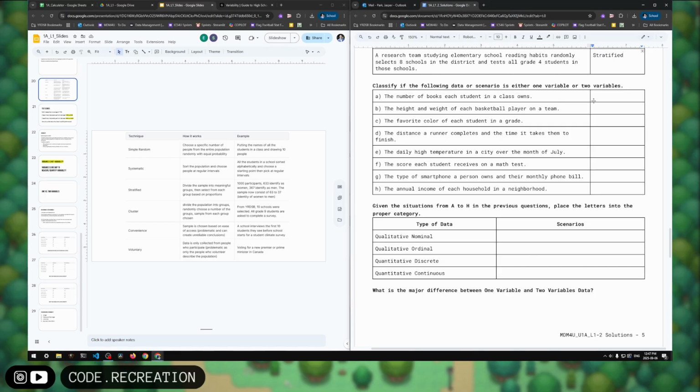Number of books each student read. So we're going to say this one variable. The height and weight of each, that's 2. Favorite color of each student in the grade, 1. The distance a runner completes and time it takes to finish them. So the distance and time, so we're looking at 2. The daily high temperature in a city. If there were multiple cities, this would be 2. But right now we're just talking about a singular city during the month of July. So this would be 1.